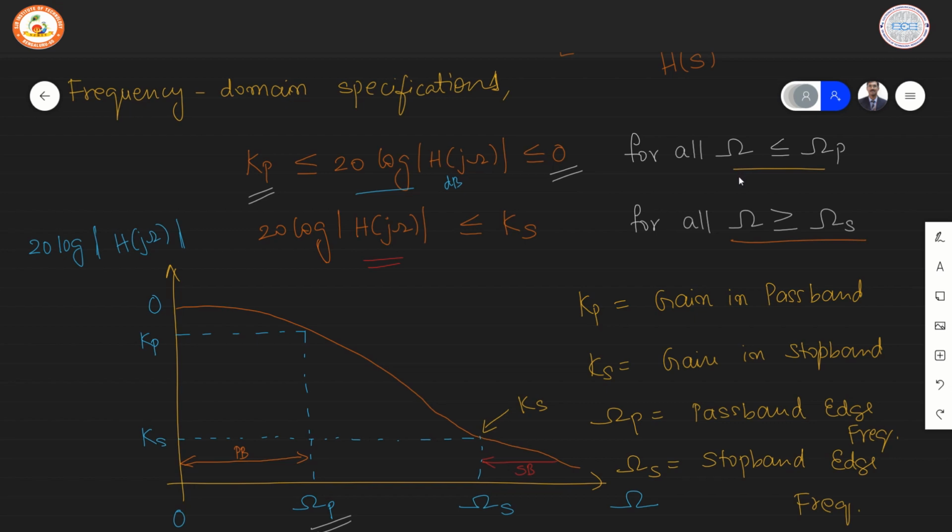The value of frequency which lies in the pass band is between 0 and omega p. So we are considering frequency values less than or equal to omega p. Similarly, for the stop band, a frequency greater than omega s is considered to be the stop band. In that region, the value of gain will be less than or equal to the value called Ks. Using these specifications, we shall proceed for determination of order.